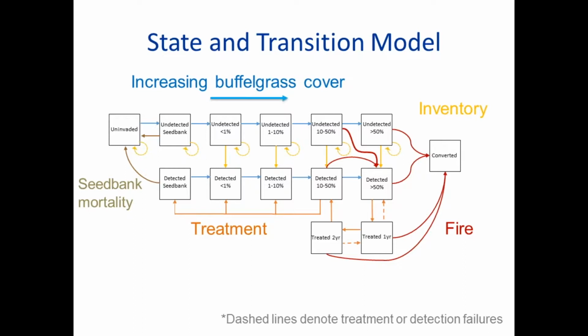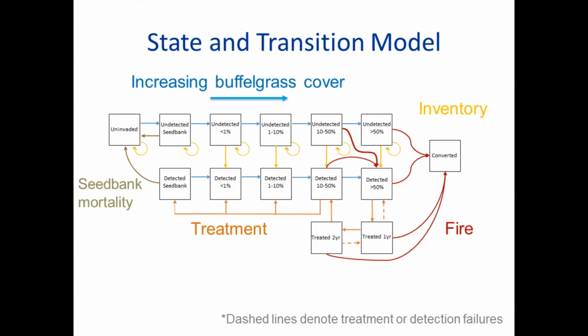Along the top row, we have undetected bufflegrass patches on the landscape. The next row down is ones that have been detected. The reason that we have it separated like that is because you have to know that bufflegrass exists on the landscape before you can go out and treat it. The transitions between those relate to inventory, where people go out and map where bufflegrass is found. Other transitions, where you move from the right back to the left, involve treatment activities within the park.